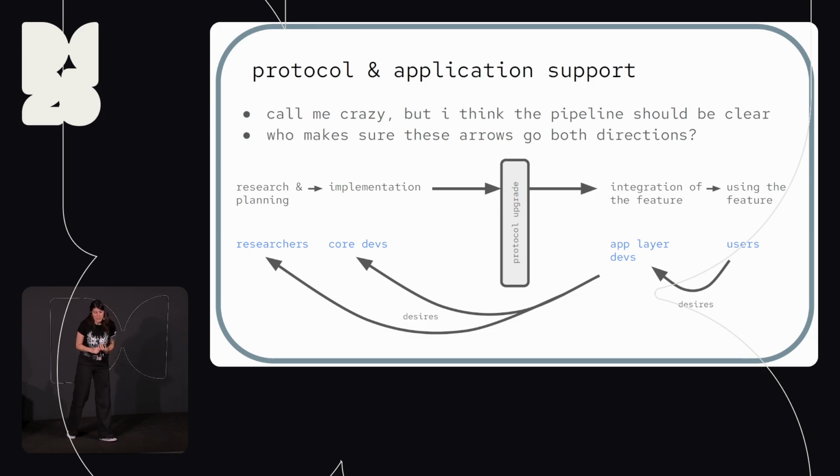And then also making sure that those arrows go in the other direction, because basically the users are communicating their desires to the app layer, and the app layer, if they can't make those changes solely at the app layer, they need to communicate those changes back to the core devs and researchers, and they need a clear pipeline to be able to do that. That better ensures that the core devs and researchers are putting things into the upgrade that are actually desired and needed, rather than just making a chain that is not ideal for the people who are actually using the chain.